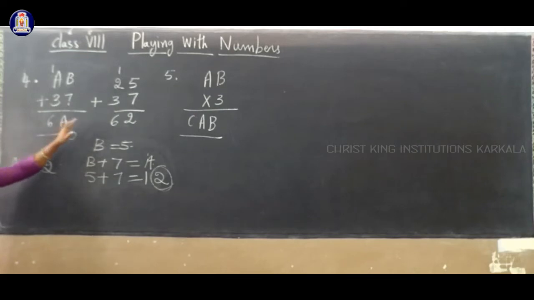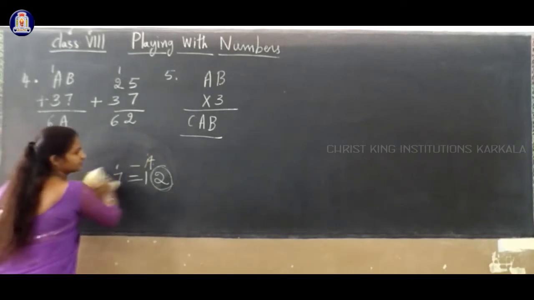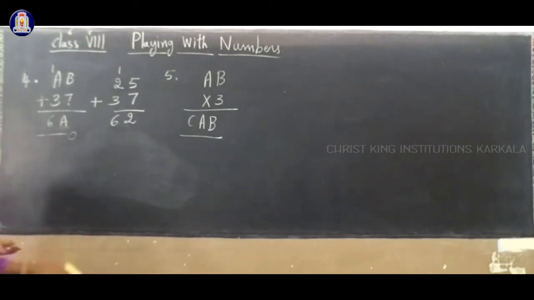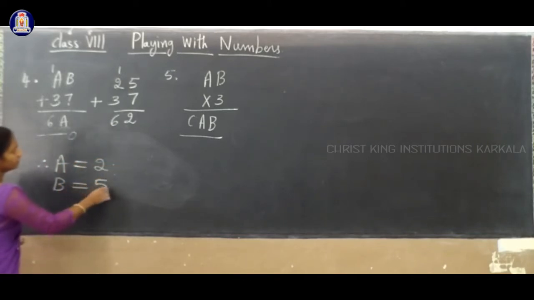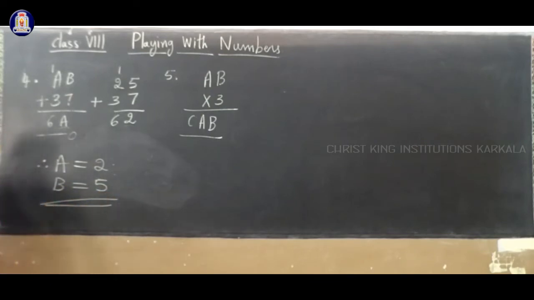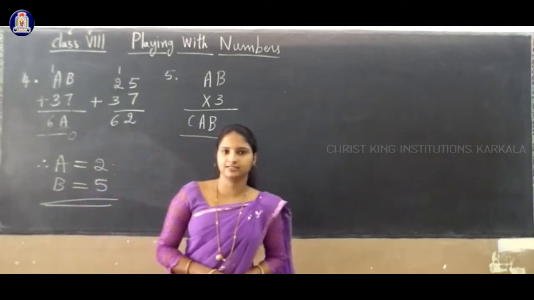Therefore the value of the letter A is equal to 2 and B is 5. Clear? So this is the answer to this question. Clear? Yes, thank you.